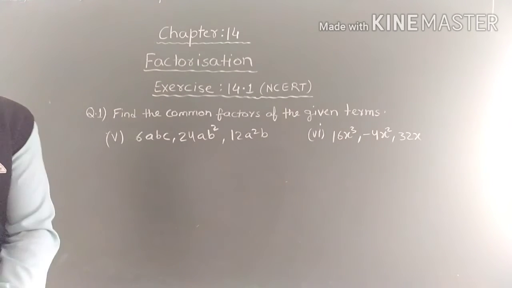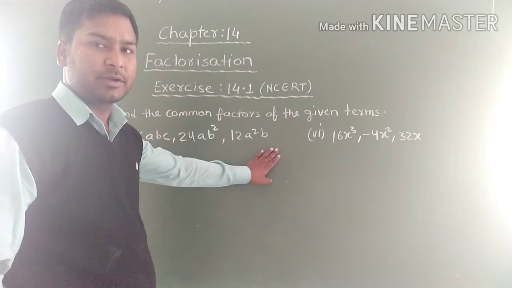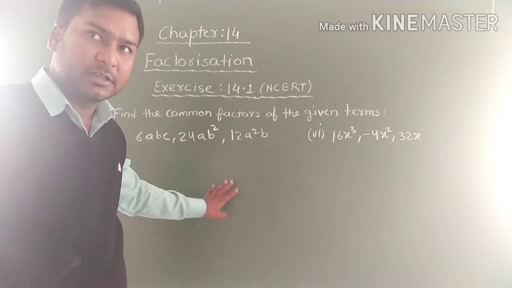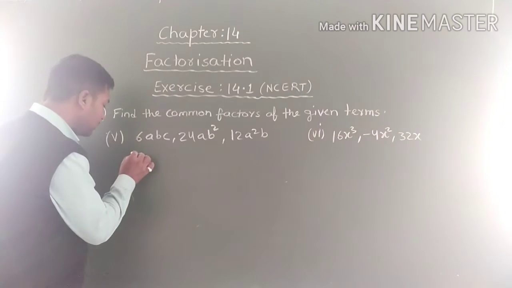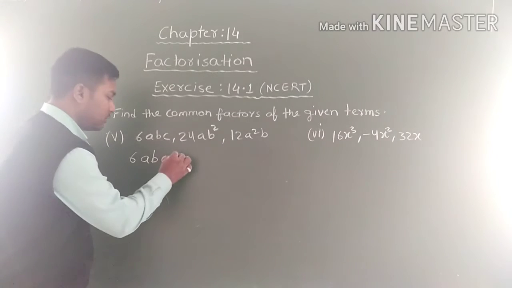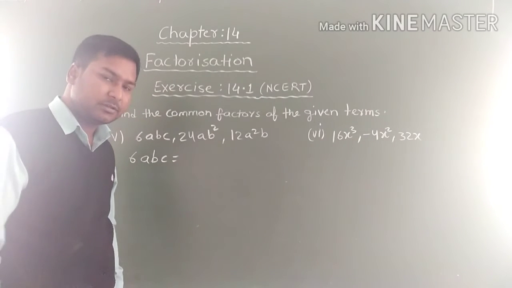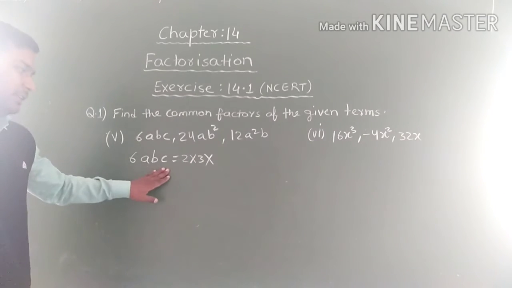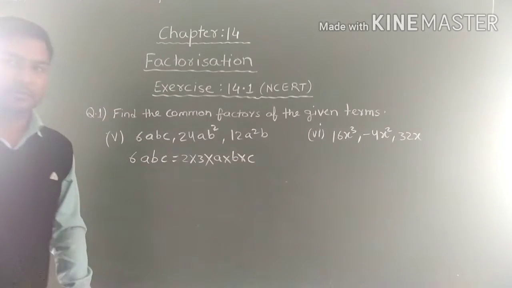It is given 6abc, 24ab square and 12a square b. There are 3 terms given, and again we have to find the common factor. The same process we have to apply here. First of all, find the factors of 6abc. The factor of 6 will be 2 into 3, so this is 2 into 3 into a, b, c. Directly we can write a into b into c.